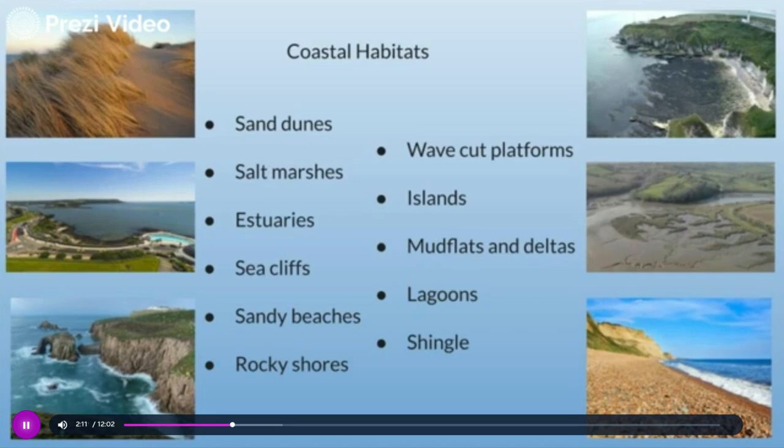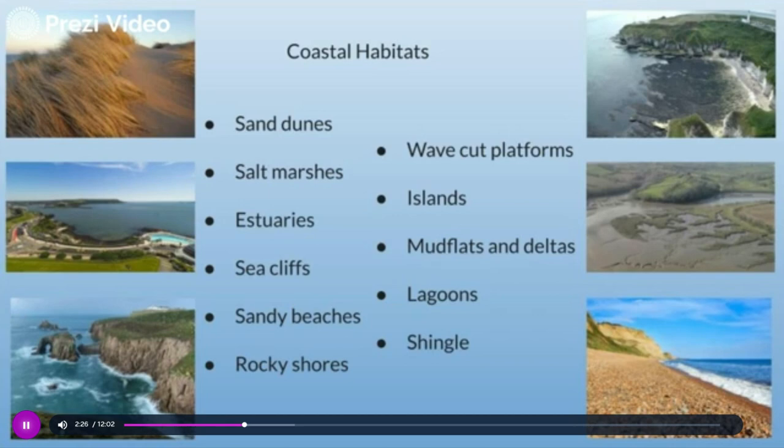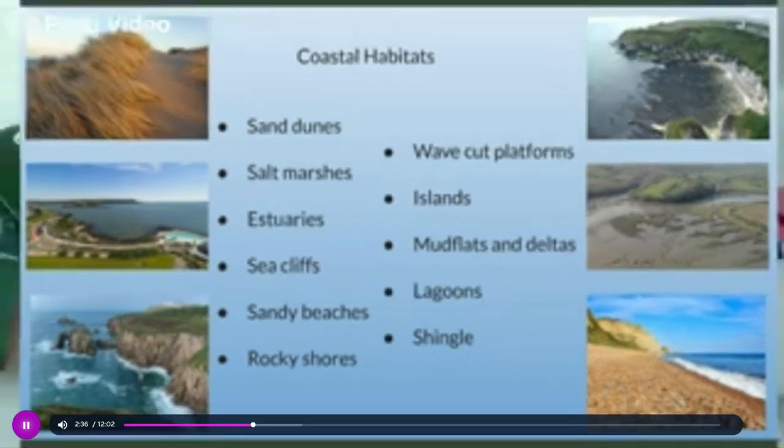Mud flats and deltas, and these are shown here on the middle right hand picture. These are where you have rivers that are tidal, and when the tide goes out, it leaves behind mud flats, and these are quite important habitats for some bird species. Lagoons and shingle, and there's a shingle beach in the bottom right hand corner there. So here you have small pebbles that form a beach. Okay, so those are just some of the examples of coastal habitats that we can see in the UK.